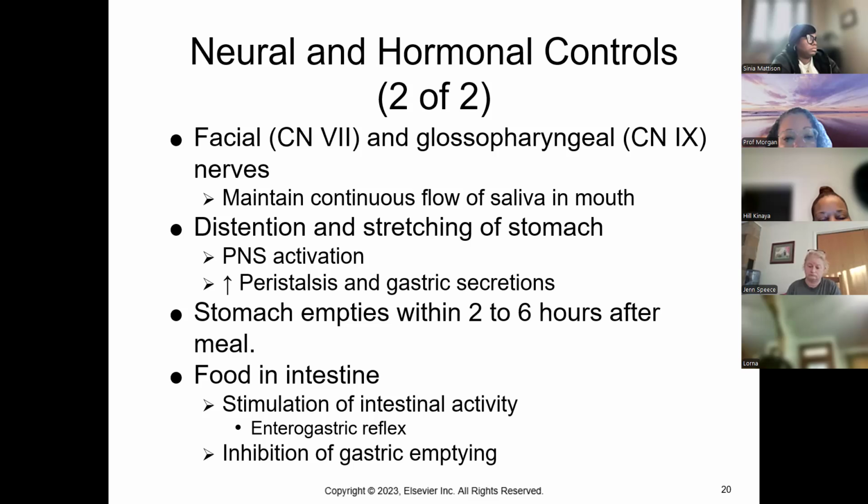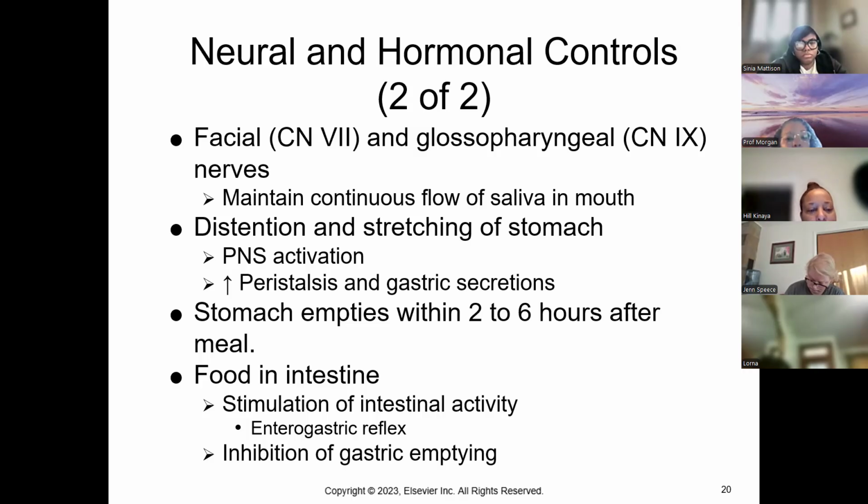Depending on how much food or the type of food you ate, the stomach will empty in about 2 to 6 hours after you eat. The fluids will move quickly, the fats will move slowly. Presence of food in the intestines will stimulate intestinal activity but inhibit gastric activity. That prevents overload of the duodenum, and it gives it enough time so that digestion and absorption can occur.